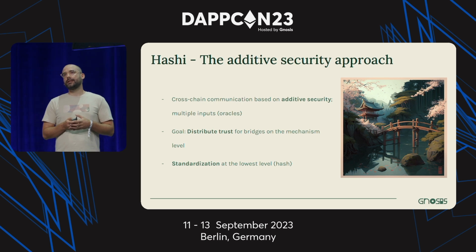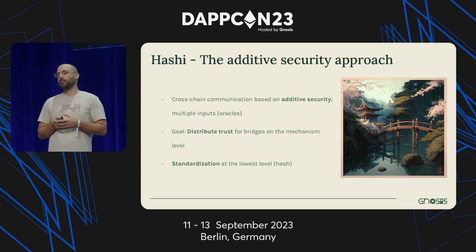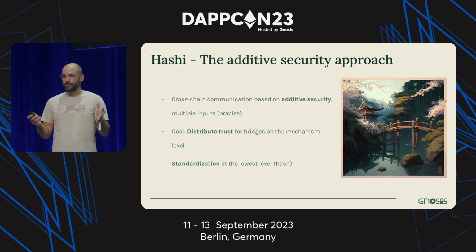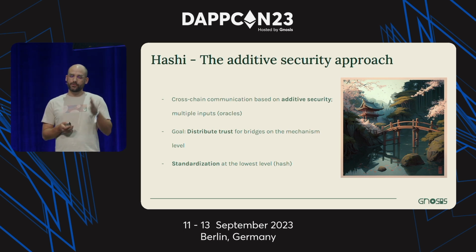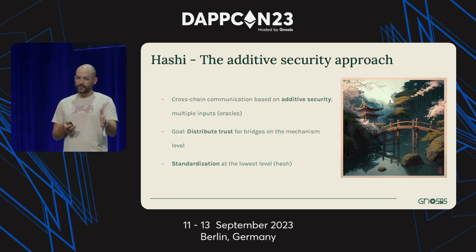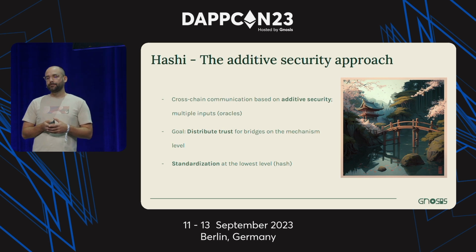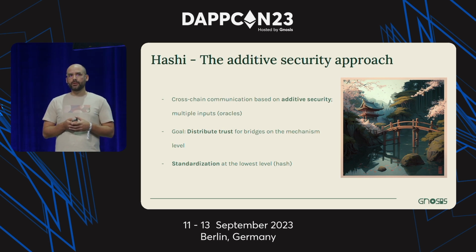We call Hashi the additive security approach. That essentially means that we base the cross-chain communication on multiple inputs, we call them oracles, adapters, multiple sources. The main goal is to distribute the trust, not to trust just one specific implementation of the cross-chain protocol, but multiple ones. And a third point, standardization.